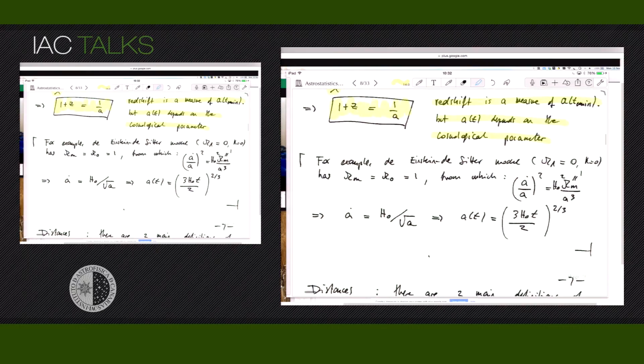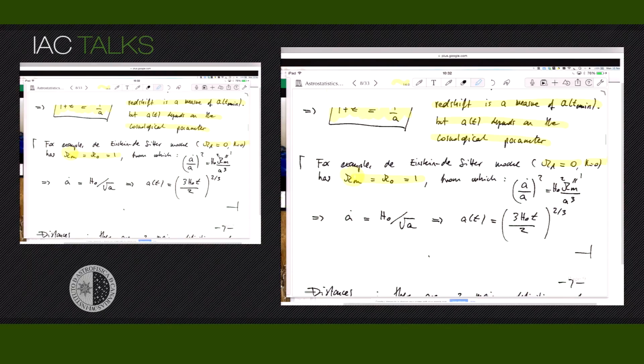So to see that A depends on the cosmological parameters, consider this simple example, the so-called Einstein-de Sitter model. The Einstein-de Sitter model is a universe where you have no cosmological constant, omega lambda is equal to 0, and the curvature is also equal to 0. So you've got only matter in the universe, and that amount of matter is the same amount that you need to make things flat. The critical universe, omega matter equal omega 0 equal 1.